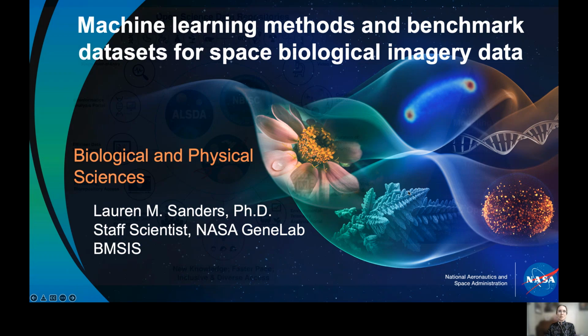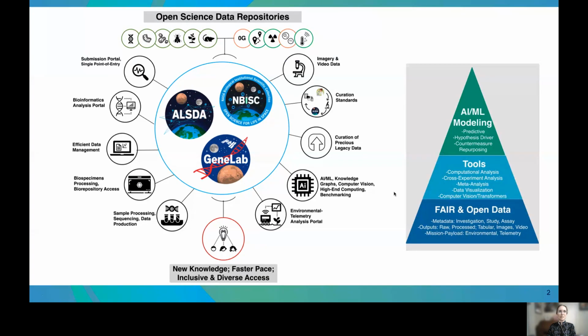I wanted to start out by showing again the image shown here by my colleague Ryan Scott in his previous talk. This shows the open science data repositories at NASA, including GeneLab and the Ames Life Sciences Data Archive. In the AI/ML group, we emphasize reusing and reanalyzing space biological data from the open science data repositories for knowledge gain, prediction, hypothesis generation, and ultimately countermeasure repurposing for safer spaceflight. I'm going to be talking about two efforts. One, to generate benchmark training data sets with space biological imagery data, and another effort using deep learning to analyze microscopy data.